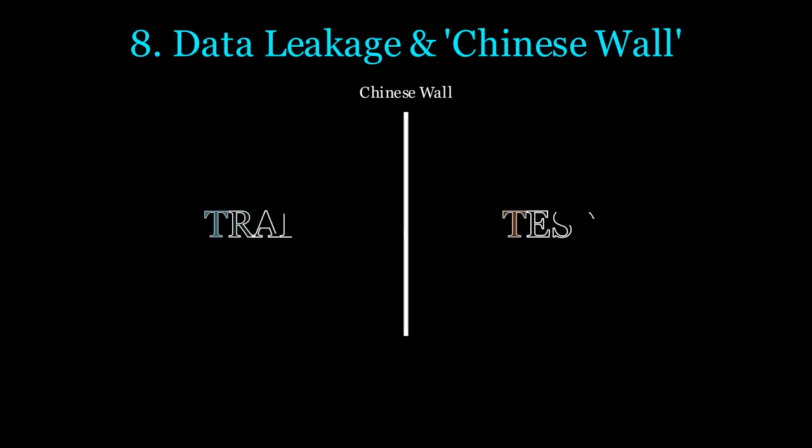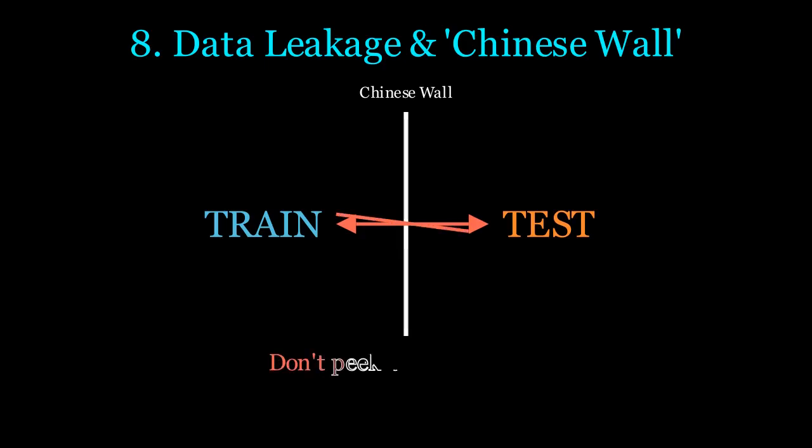Finally, we must guard against data leakage. This happens when information from the test set leaks into the training process, for example, calculating the global average of a variable before splitting. It's like a student accidentally seeing the answer key before the test. To build reliable AI, we must maintain a strict Chinese wall between our training and testing environments.